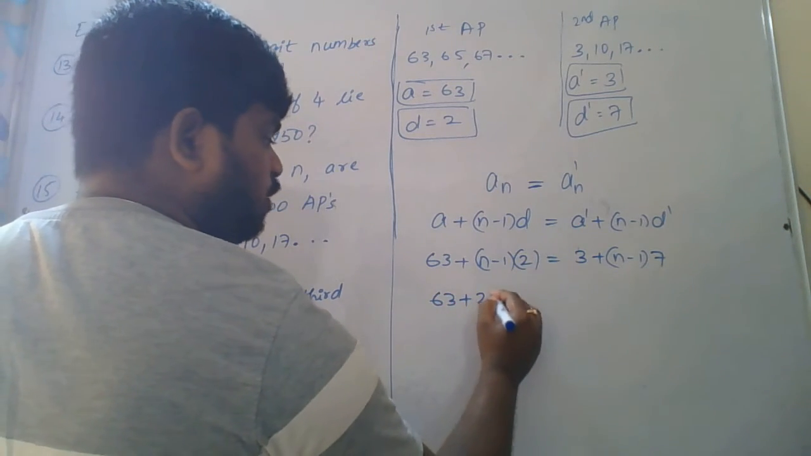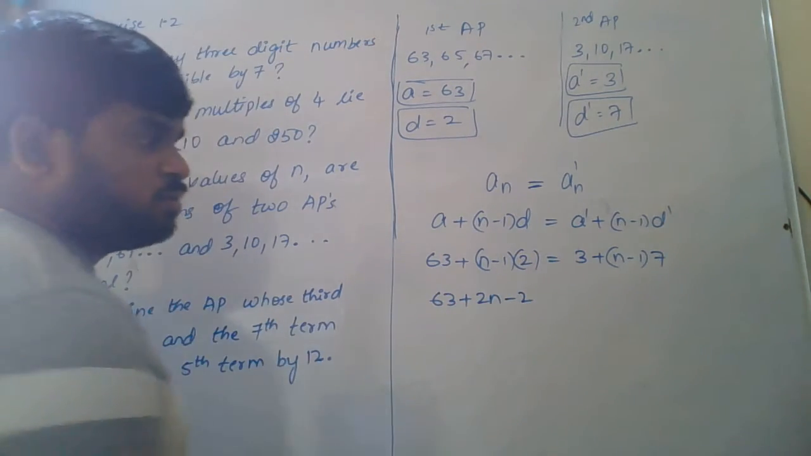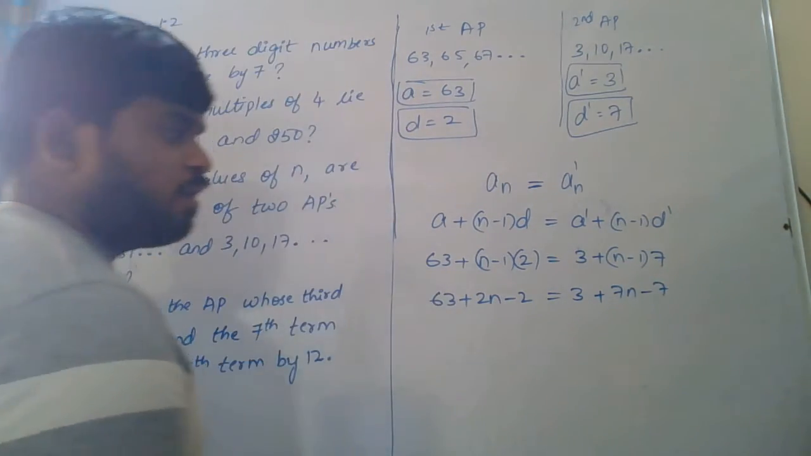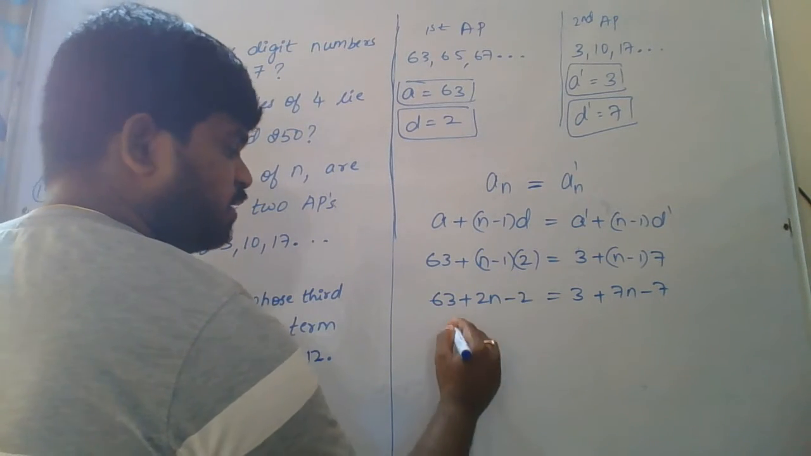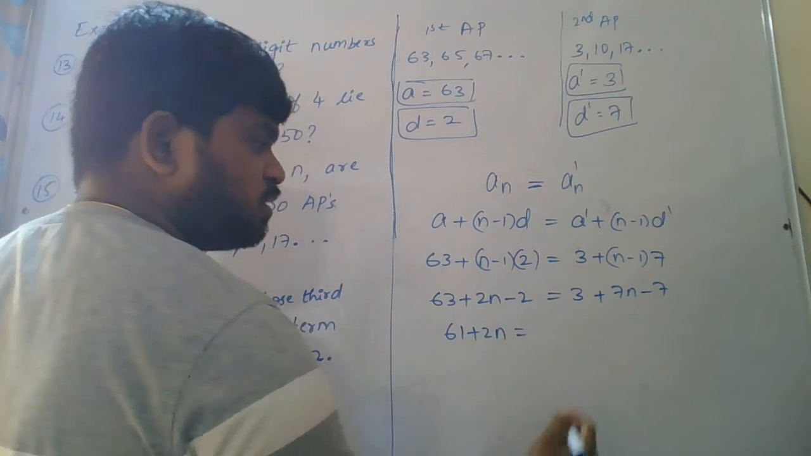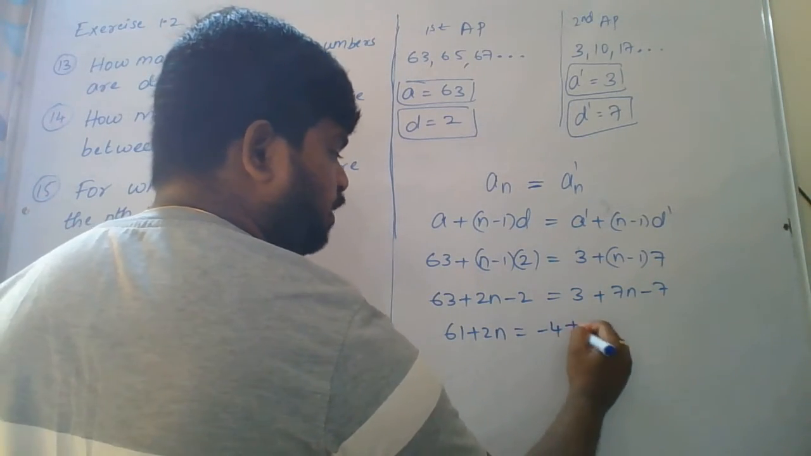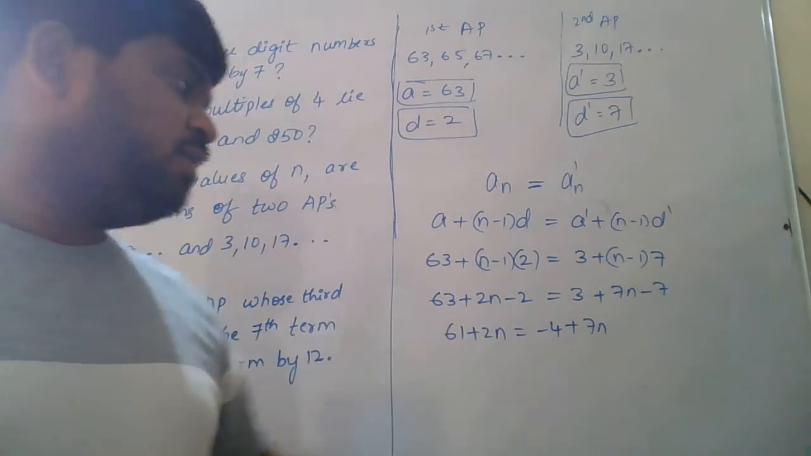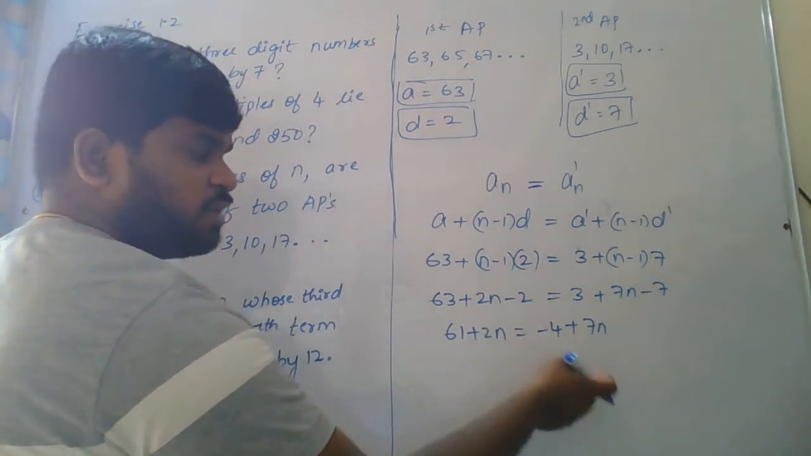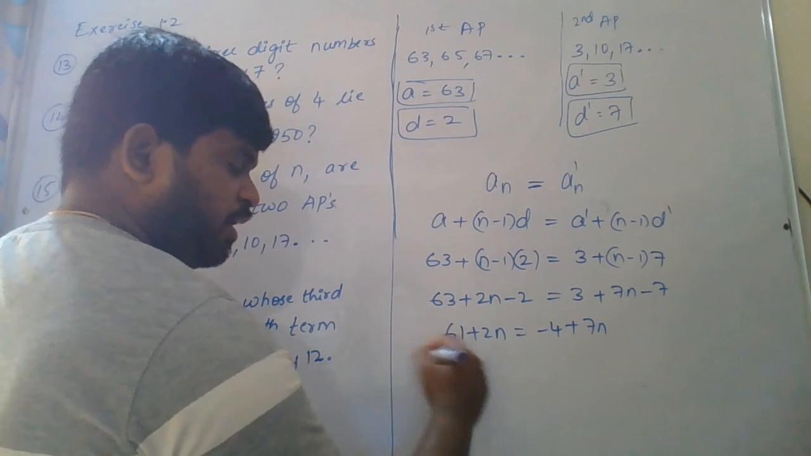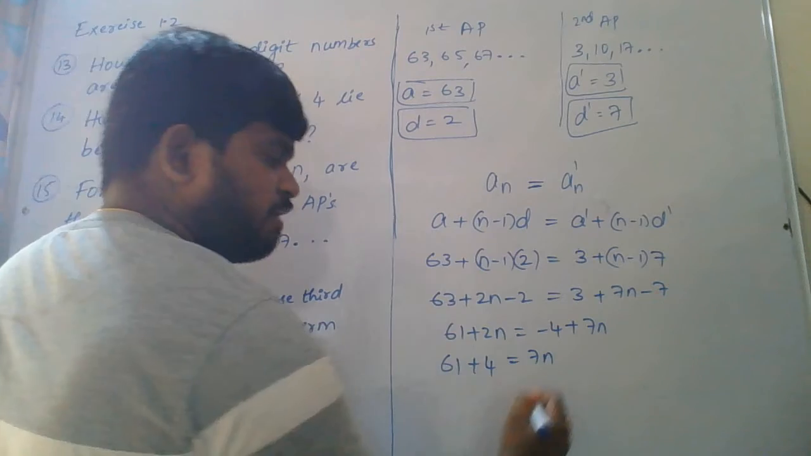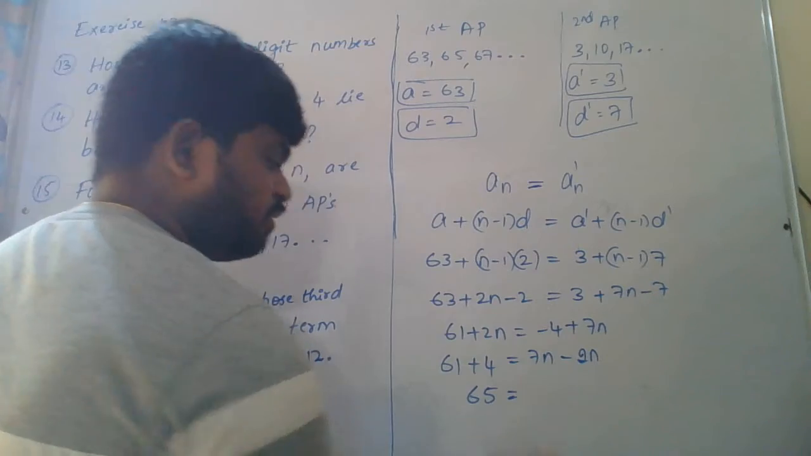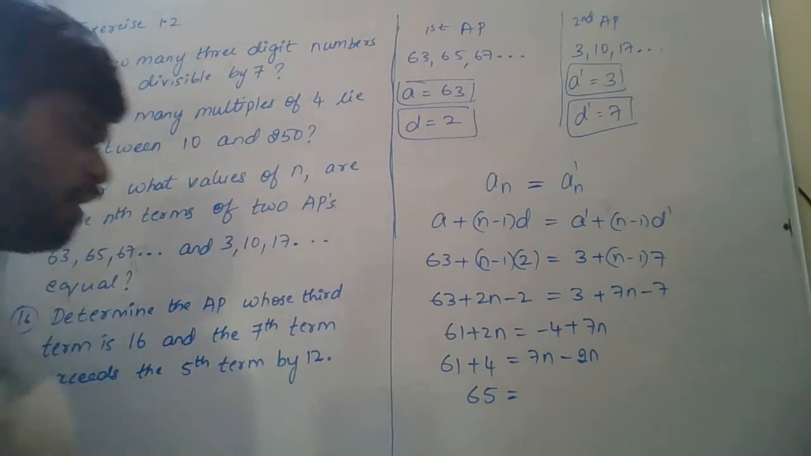63 plus 2 into n, 2n, 2 into minus 1, minus 2, 3 as it is, 7 into n, 7n, minus 7. So 63 minus 2 is 61. 61 plus 2n equals 3 minus 7 is minus 4 plus 7n. Send this 2n to the other side, minus 4 to this side. 61 minus 4 this side will become plus 4. 7n plus 2n to the other side will become minus 2n. 61 plus 4 is 65. 7n minus 2n is 5n.